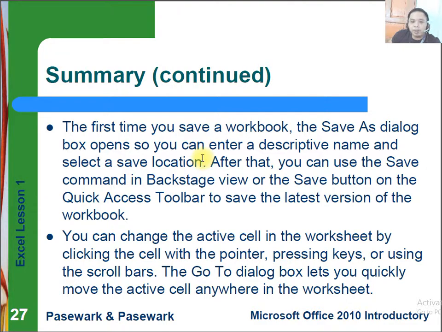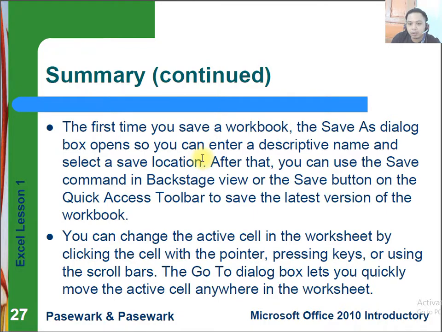Okay, the first time you save a workbook, the Save As dialog box opens. You can enter a descriptive name and select a save location. Okay, after that, you can use the Save command in Backstage View or the Save button on the Quick Access Toolbar. So you can also use the command button sa natin, yung Quick Access Toolbar.